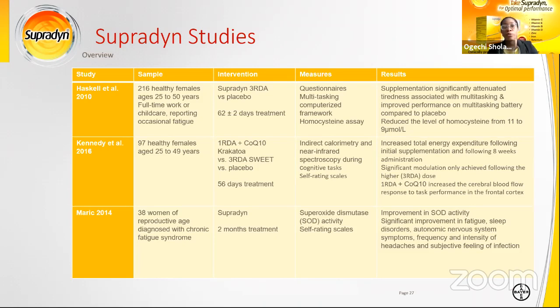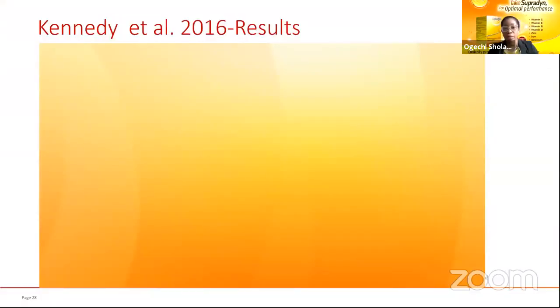We have data ranging from 2010 to 2018, and I'll share a short video on the 2016 data. But all of these studies were able to show that Supradyn was effective in reducing stress, tiredness, and fatigue in all the subjects. And they were all pharmaceutical grade in terms of the levels of the trials. They were double-blind, randomized studies. So let me just go quickly to one of the slides. The trial is called Kennedy et al.